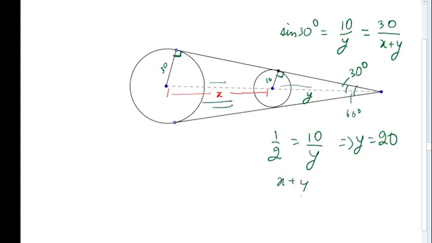So x plus y will be equal to 60, and given y is 20, x becomes 40. So you can very easily, even within seconds, calculate that this distance will be 40. You will need to do this.